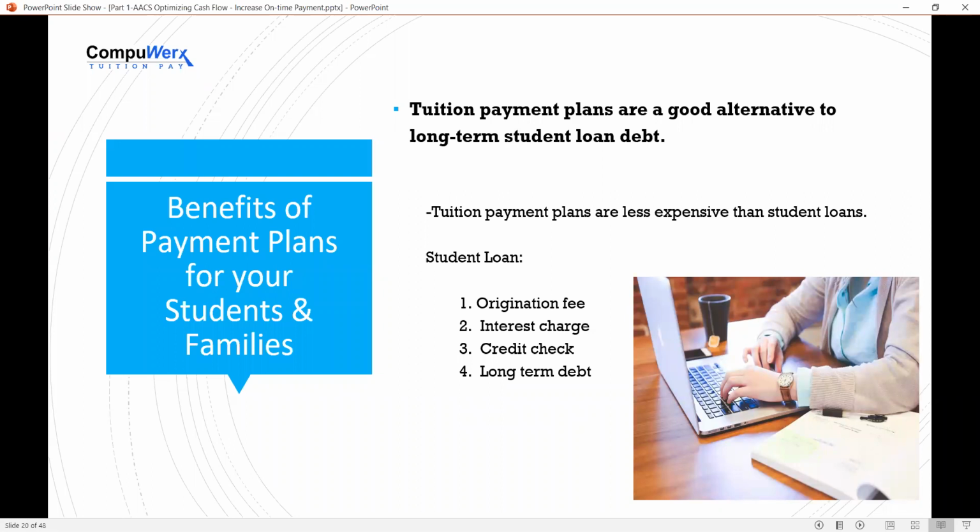So in order for a student to get a student loan, there are a few fees involved. First, origination fee. Any loan will need an origination fee. Second, interest charge, their interest rate. Their interest rate depends on their credit check. So if they have very good credit, their interest rate might be lower. But if their credit isn't so good, the interest rate could be unbearable. A student loan is a long-term debt.